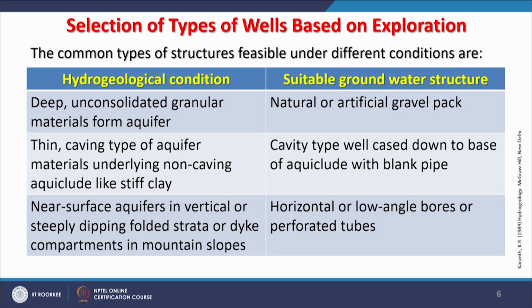Now, other conditions can be like deep unconsolidated granular material forming an aquifer. Then again natural or artificial gravel pack is a possibility there, as a suitable groundwater structure. When you are having thin caving type aquifer material underlying a non-caving aquiclude like stiff clay.